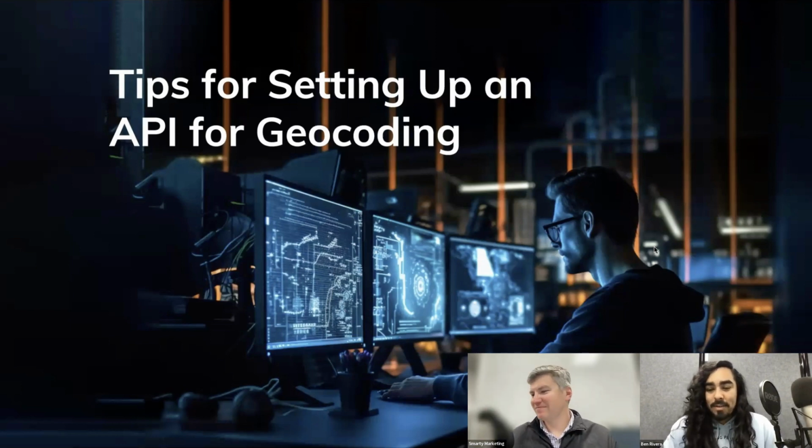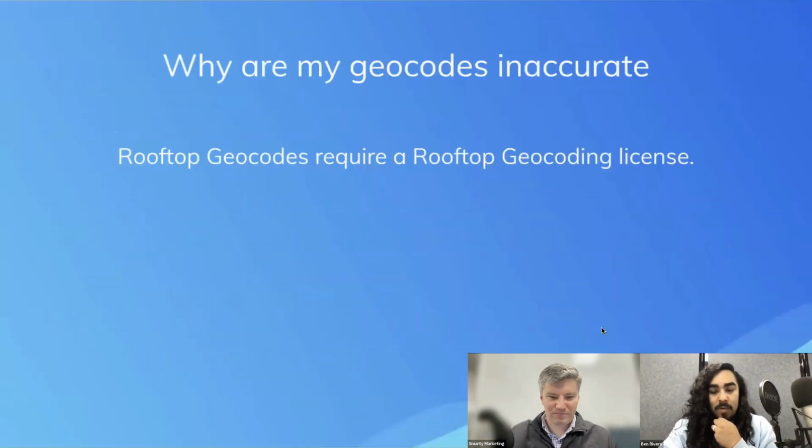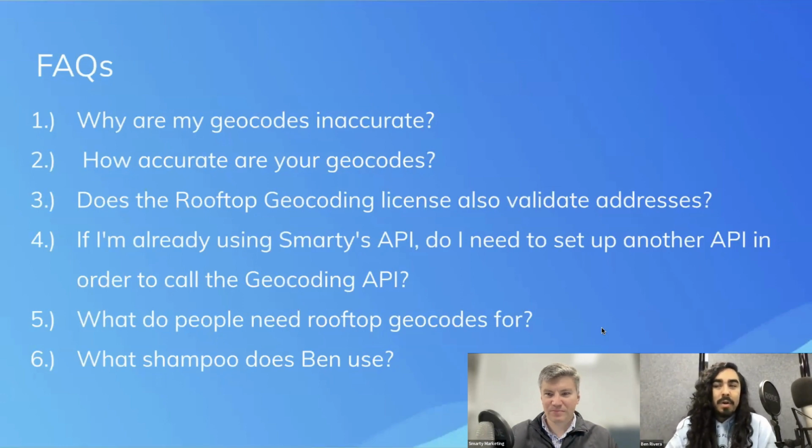All right. So what we're going to go over today is how to set up your US Street API to work with more accurate geocodes. So let's get into the first set of questions here. Some of the questions that we receive more often than others are: why are my geocodes inaccurate? Of course, we'll go over the answers here in the next few slides.